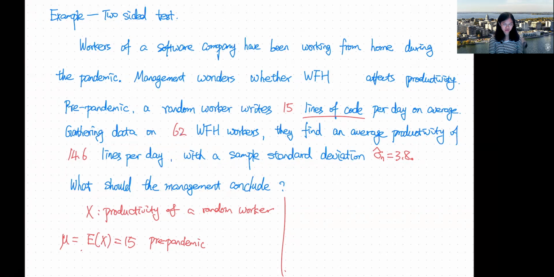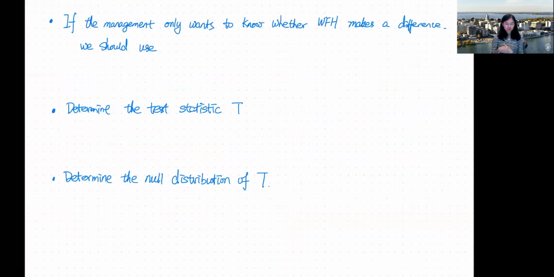So that's the question you want to answer. To answer that question, you first want to write down your hypothesis. The null hypothesis is clear: the post-pandemic expectation is the same as before, or the during-pandemic productivity is the same as before in expectation. And because the management only wants to know whether it makes any difference, the alternative hypothesis should be the two-sided alternative.